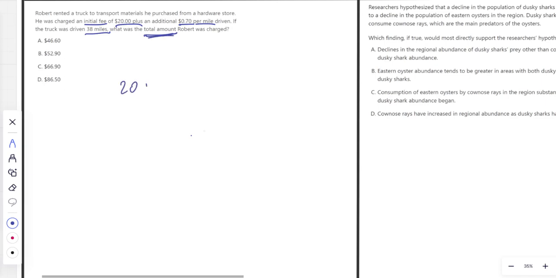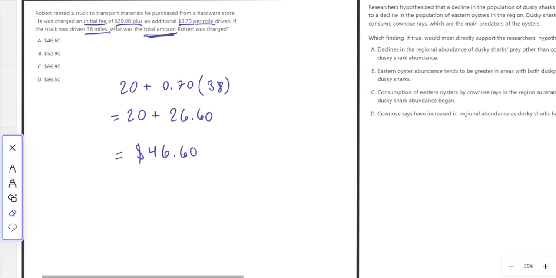Well, that's going to be pretty simple. $20 is the initial fee, then it's 0.70 per mile times 38 miles. So in total, that's 20 plus 26.60, which if we sum all that up, we get $46.60. That's answer choice A.